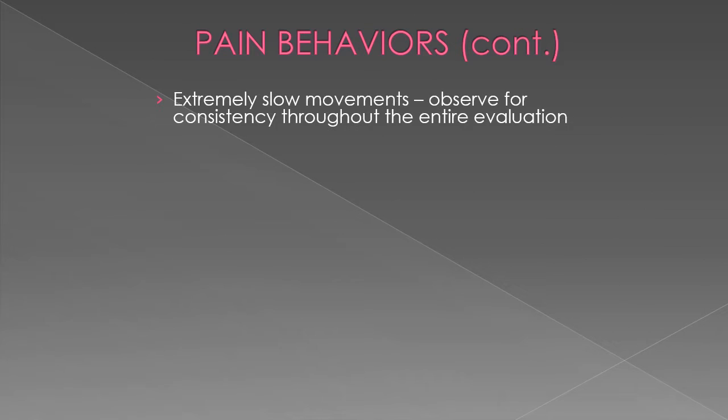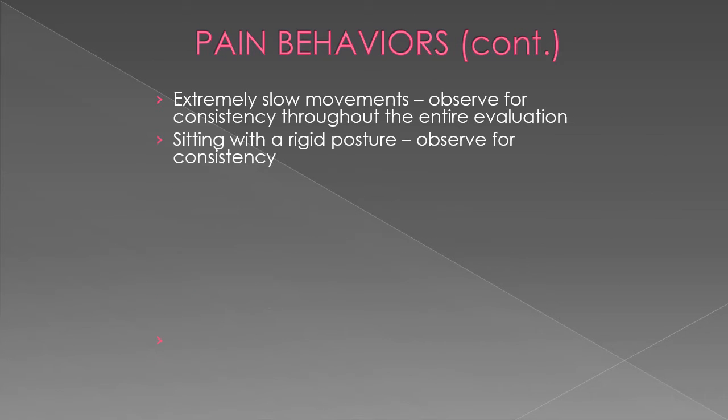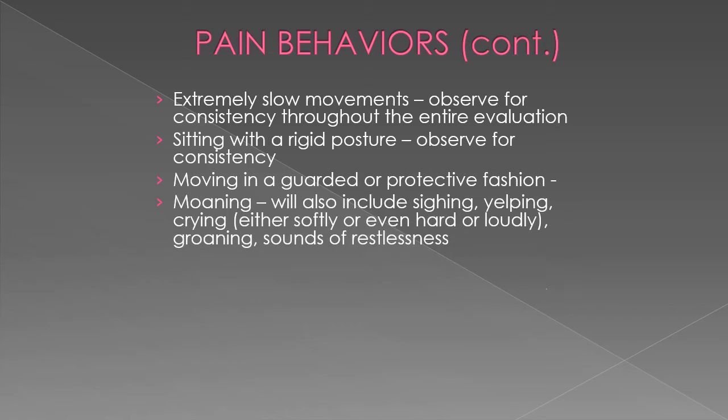Other pain behaviors described in the AMA guides include extremely slow movements. If the examinee demonstrates extremely slow movements, make sure that the slow movements are consistent throughout the entire evaluation, both through formal and informal observation of the examinee. Sitting with a rigid posture, again, assess this one for consistency. Moving in a guarded or protected fashion. This is something that we frequently see during physical examination maneuvers.